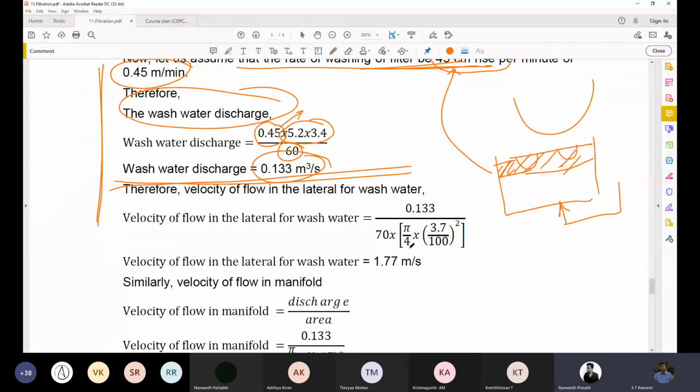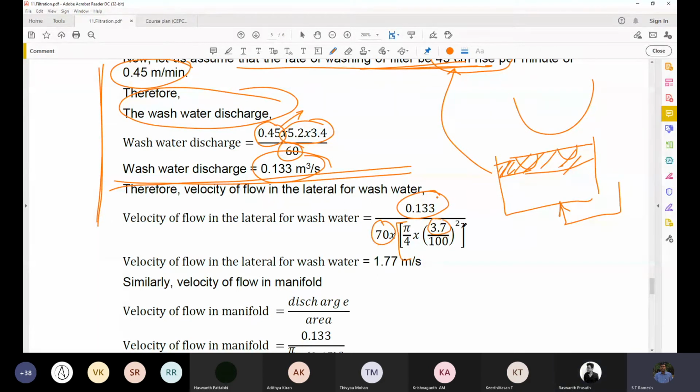Now I can find out the velocity in the lateral pipe for wash water. Velocity you can easily find out. This is your flow, 0.133 meter cube per second, that will be through 70 laterals, the area of 70 laterals, 70 into pi by 4.